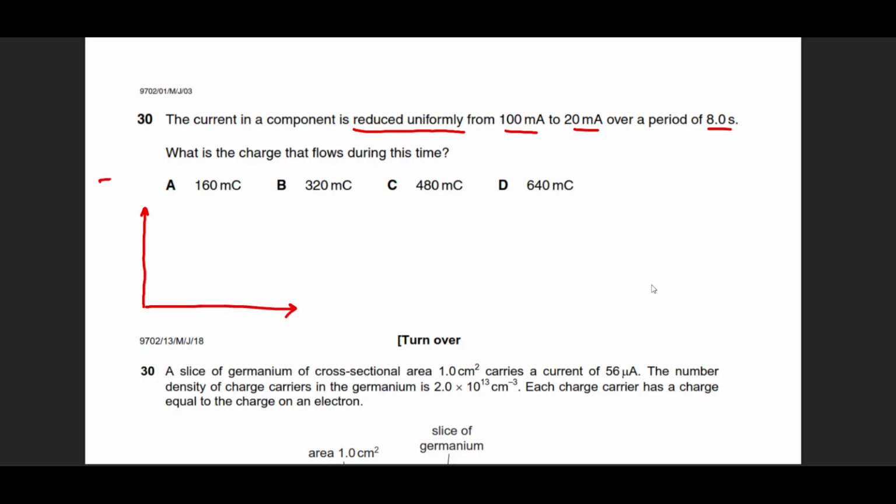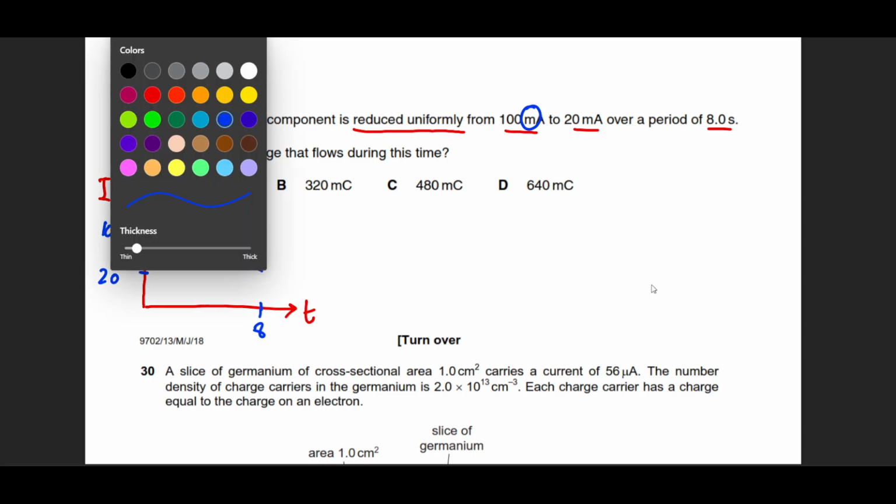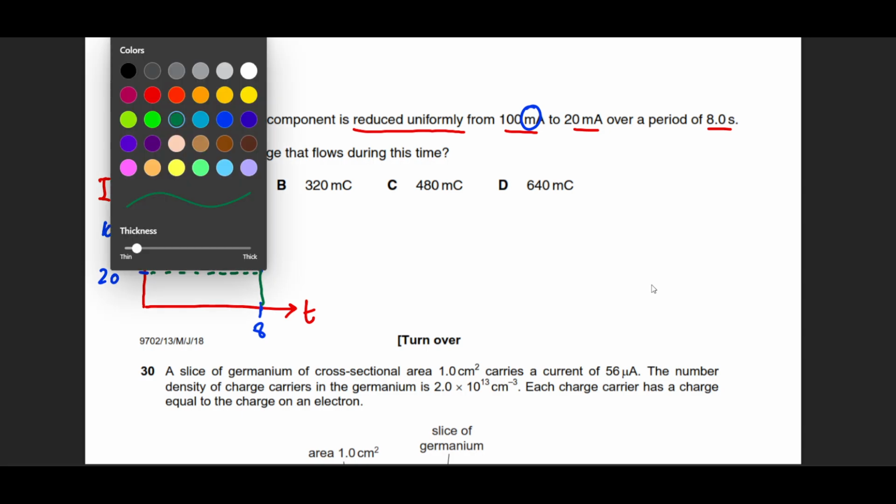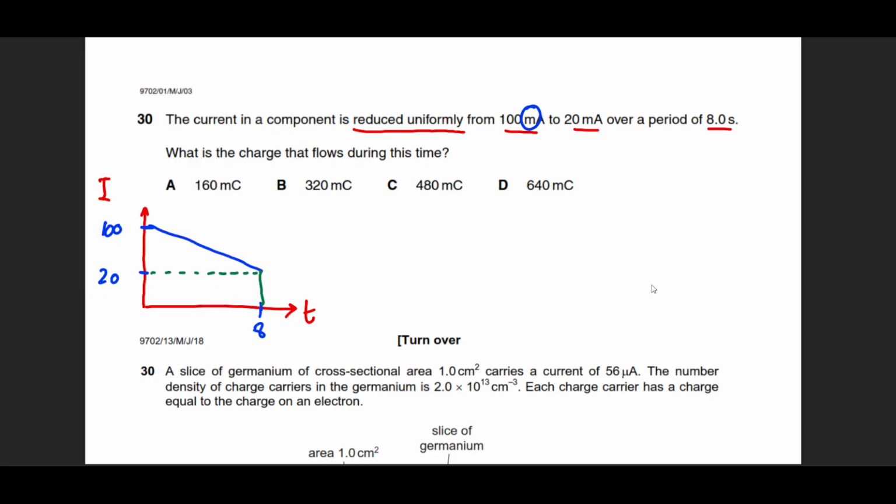So this is your current and this is your time t. Let's say that previously the value of current was 100 milliampere and it reduces to 20 milliampere over a period of 8 seconds. Don't drop the milli, it is still a part of this. So let's say it reduces up to this point in a period of 8 seconds, and now the current is at 20 milliampere, where the graph ends. We are supposed to find the total charge that has flowed through the conductor or the resistor.